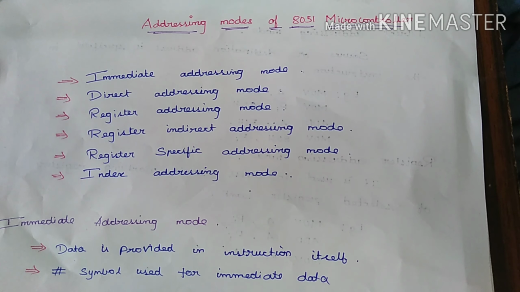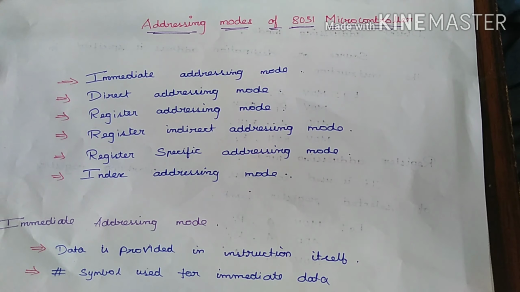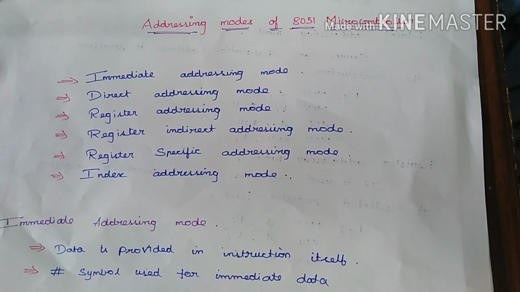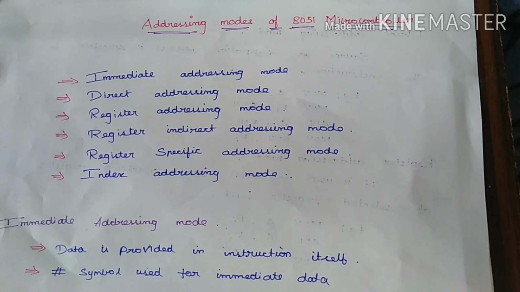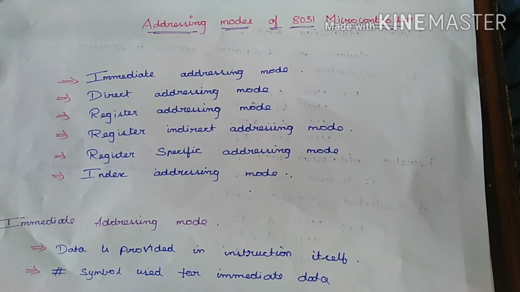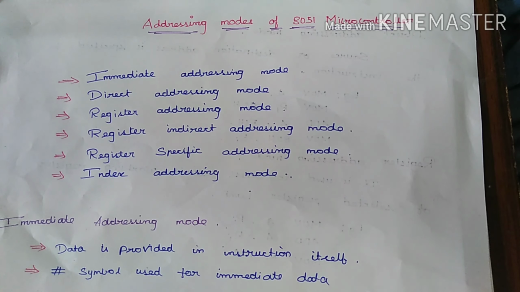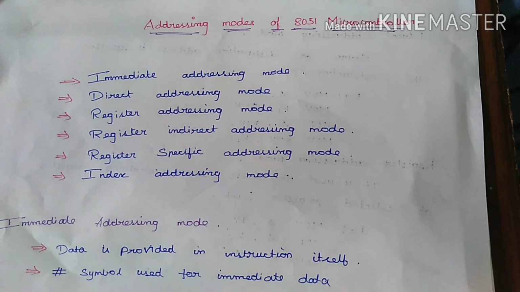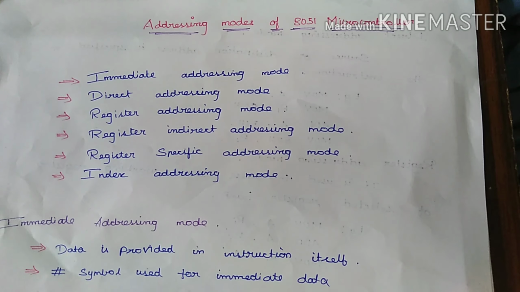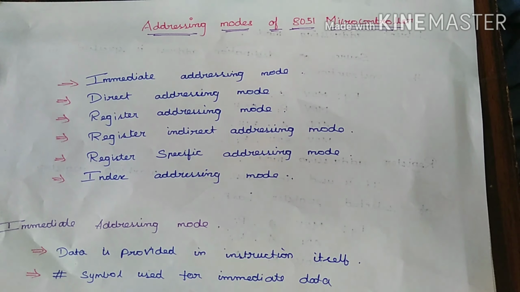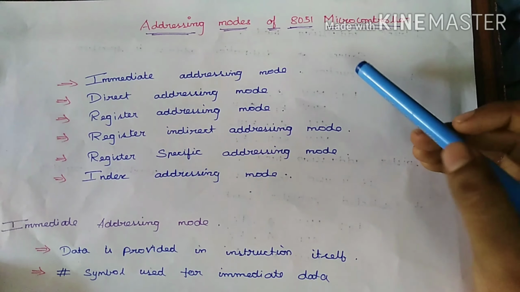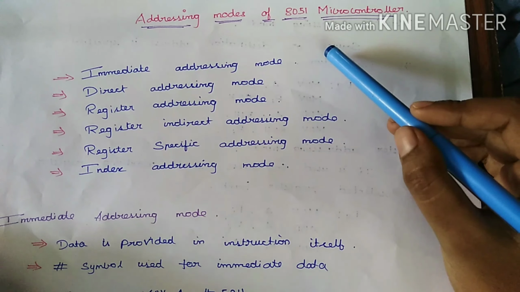We can give the data and the source address or destination address in different ways in the programs. These are called addressing modes. That is, addressing modes are the ways by which we specify the data sources or addresses in the instruction. Now we have 6 types of addressing modes in 8051.